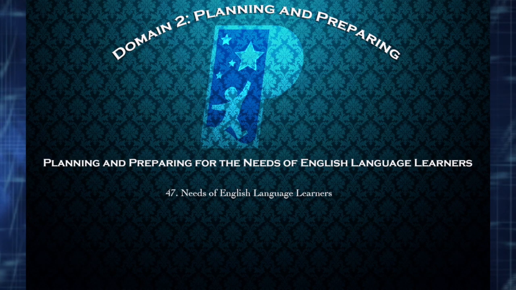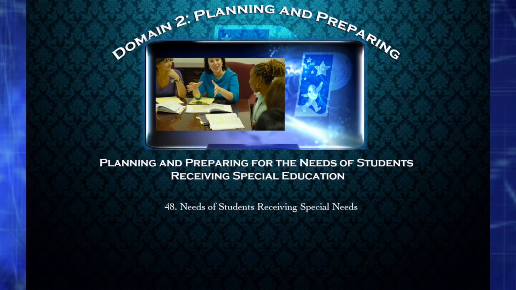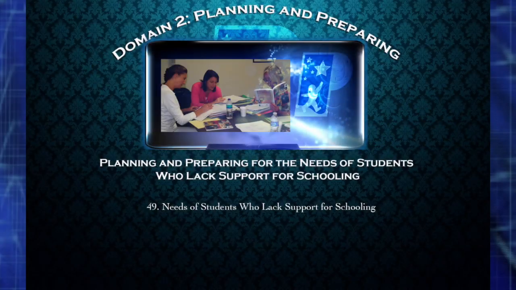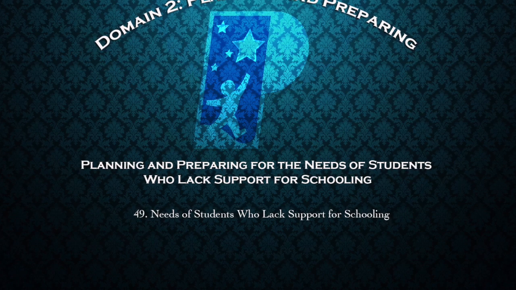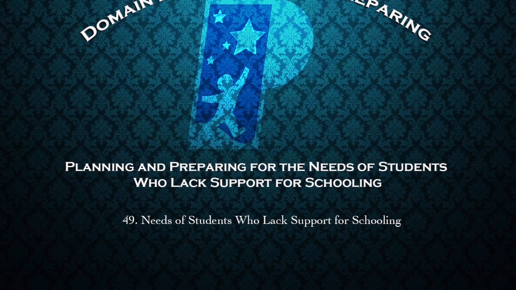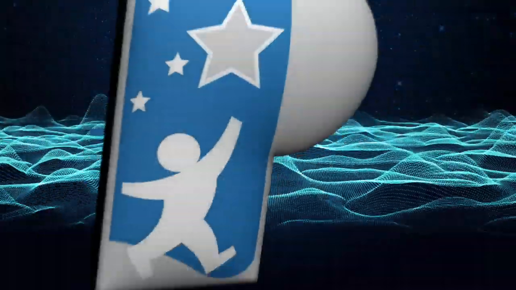Planning and preparing for special needs of students are highlighted in 3 elements. Element 47, needs of English language learners. Element 48, needs of students receiving special education. And Element 49, needs of students who lack support for schooling. Within these elements, teachers identify adaptations and accommodations that must be made for the unique needs of their learners.